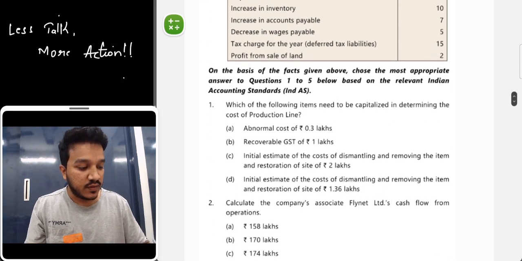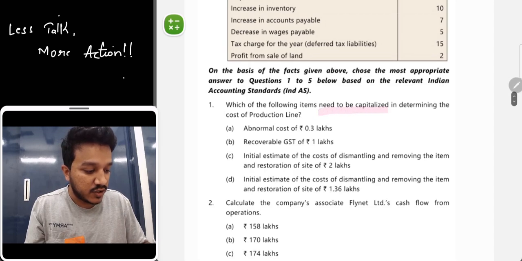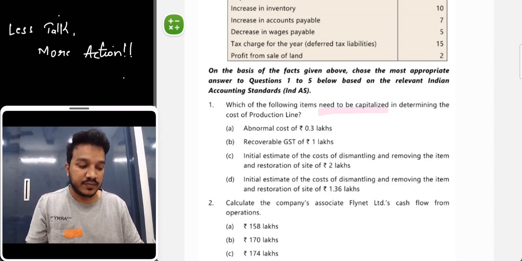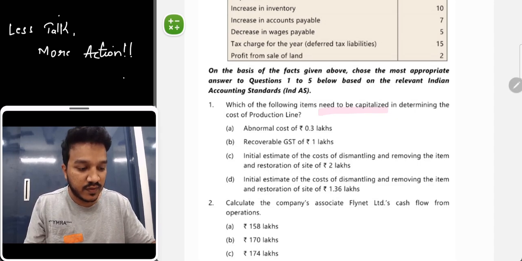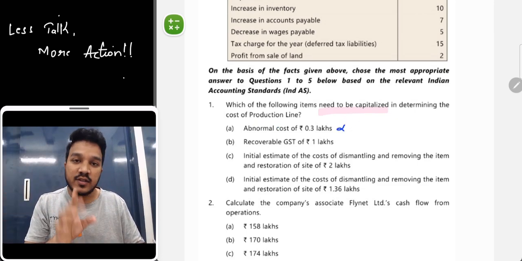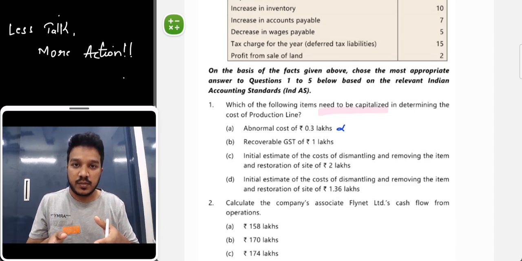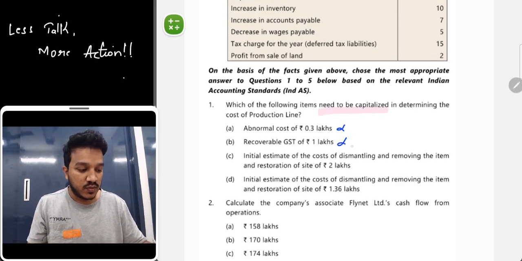Now if you see the first question, what are the items that need to be capitalized? This is regarding the first point. What are the items that need to be capitalized in determining the cost of the production line? First we will try to eliminate certain things. Abnormal cost will not be capitalized, remember that. And the recoverable GST of 1 lakh, the taxes which are recoverable, will not be capitalized, so this will not come.